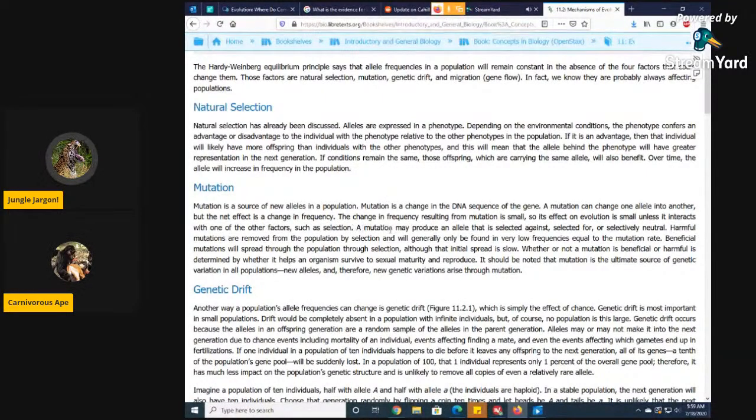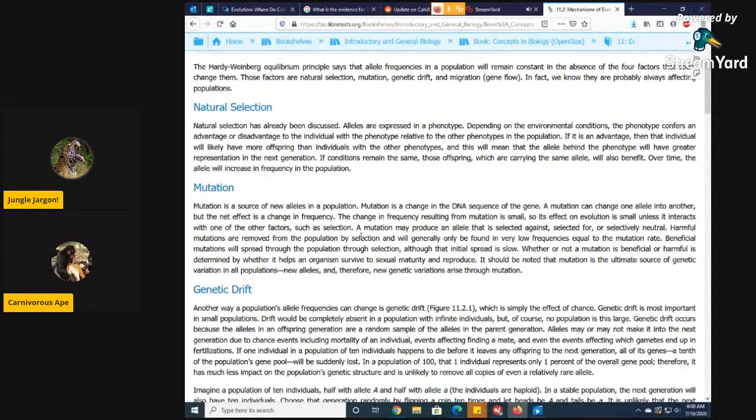So the change in the frequency resulting from the mutation is small. So the effect on the evolution is small unless it interacts with one of the other factors, such as selection. Okay. Yeah, see, they admit that it's not going to be very effective unless there is a selection that singles them out. Exactly. I mean, there's a mutation in humans for webbed toes. That right there does not affect humanity as a whole, so it's not really selected for.